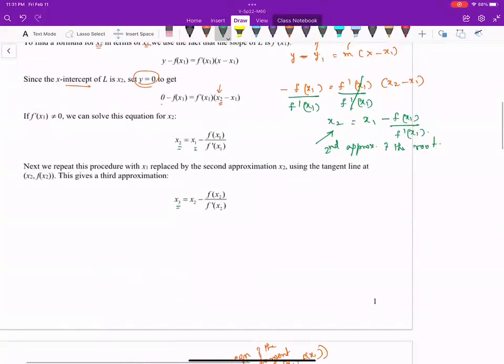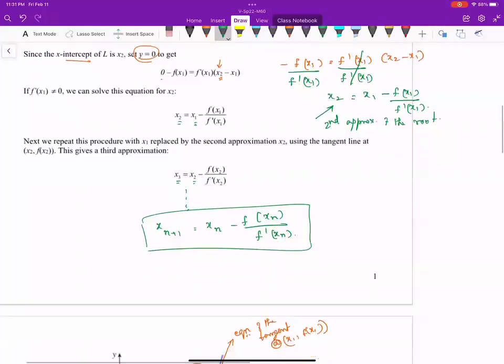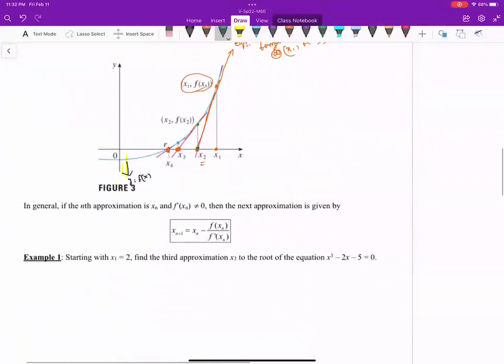So x3 is the second approximation minus f at the second approximation over f prime x2. If we continue this process, the n plus first approximation would be the nth approximation minus f at the nth approximation divided by f prime at the nth approximation. So this is the formula for finding the n plus first approximation. You have to remember that the denominator should not be equal to 0.